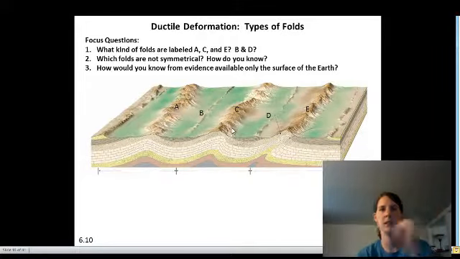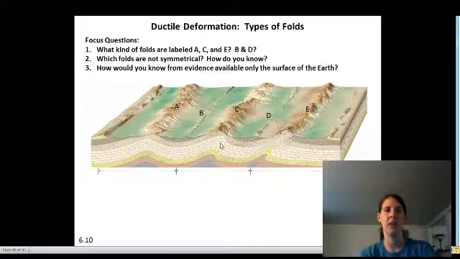If you still can't see my hands, I'm trying to point to the screen. If you drew a plane through their axis here, it would not be the same from one side to the other. A is symmetrical. See, if we drew a line right here, it's exactly the same on each side.